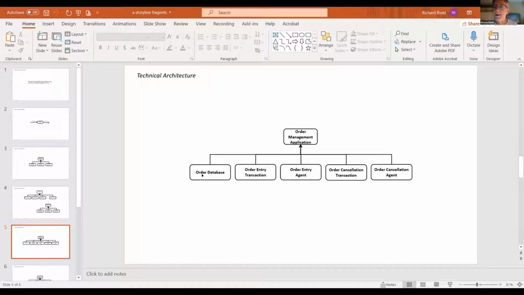But I don't stop here. I look at this diagram and say, does this really make sense? Is this how I want to engineer my system? And it's not. The reality is I don't need an order entry agent to be a separate component of my system from the order cancellation agent. I should be able to have an order agent that can do either of these things. Why would I create completely independent roles in the system and staff them that way?